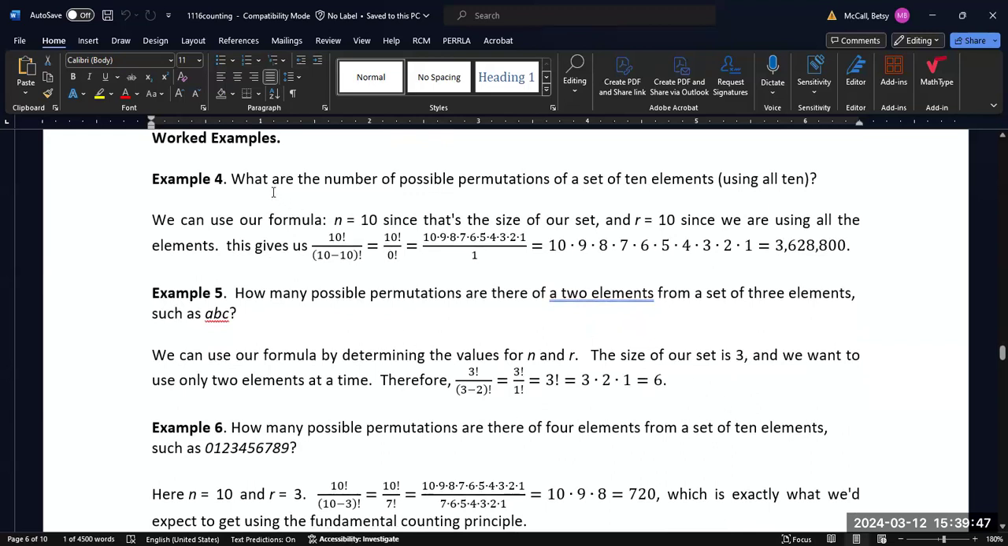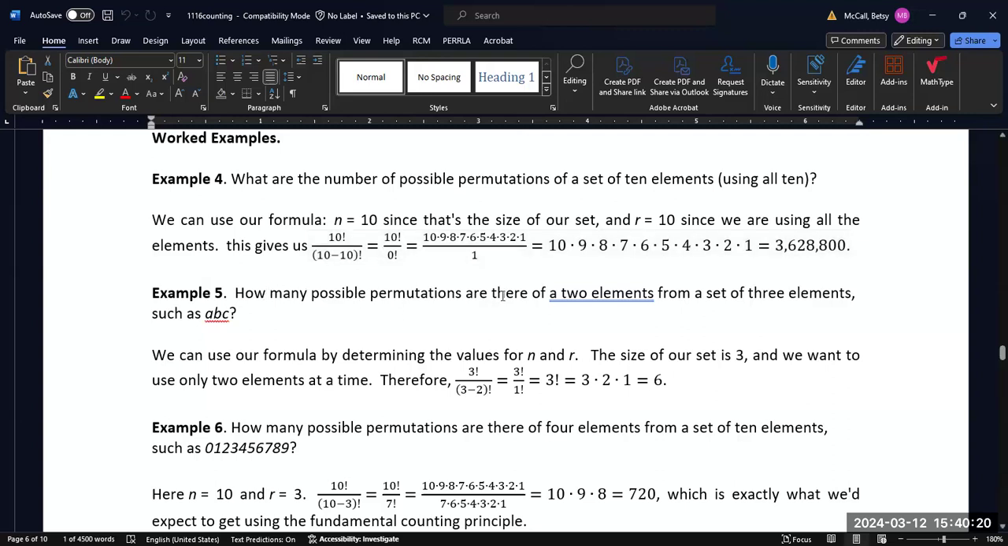Here we want to know the number of possible permutations of a set of 10 elements if we're using all 10 of them. That would essentially be 10 factorial, which is 3,628,800. Again, anytime you're choosing all of the elements in your list and ordering them, it's basically just a factorial. The permutations formula is really only essential when you are not choosing all of the things in the list.